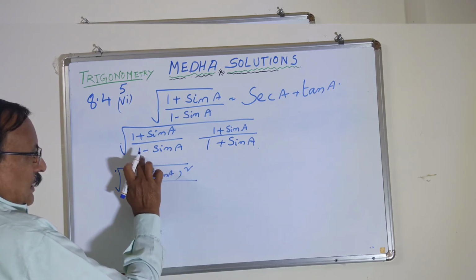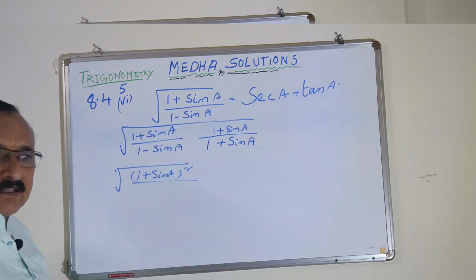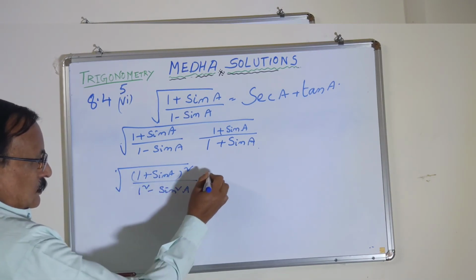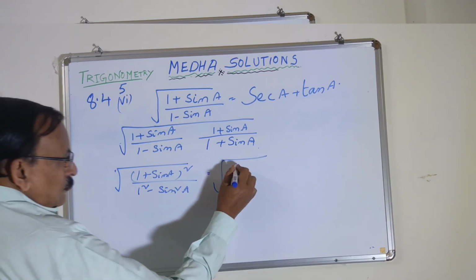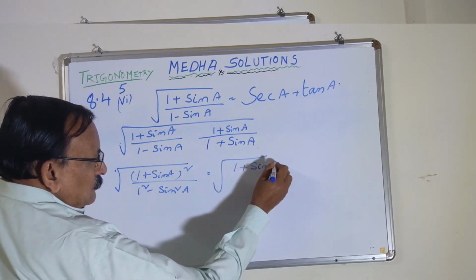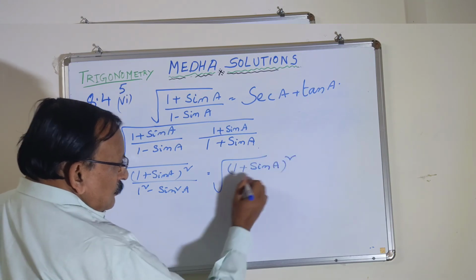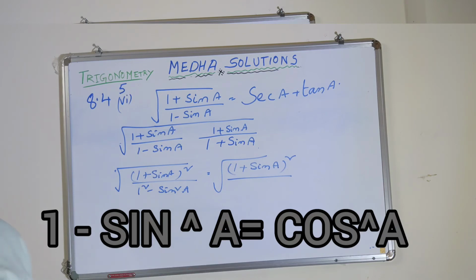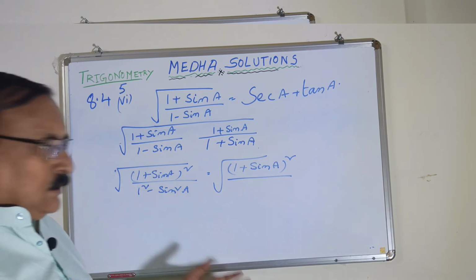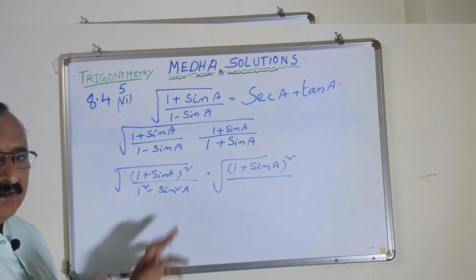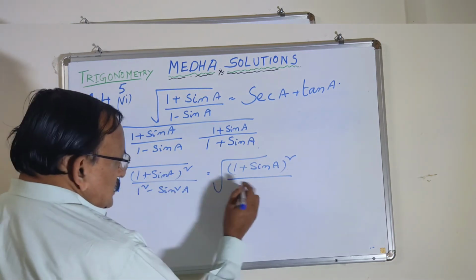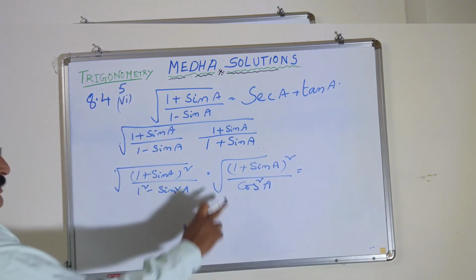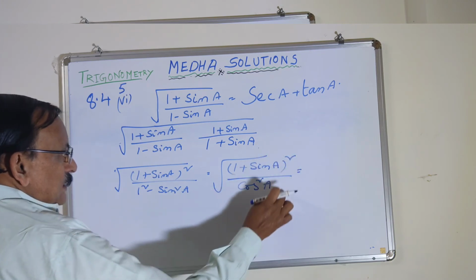by A minus B into A plus B, which is A square minus B square. So 1 square minus sin square A, that is equal to square root of 1 plus sin A whole square by 1 square minus sin square A. What is 1 square minus sin square A? It is from the first identity: sin square A plus cos square A is equal to 1. So 1 square minus sin square A, transposing, is cos square A. This square root belongs to both numerator and denominator also.